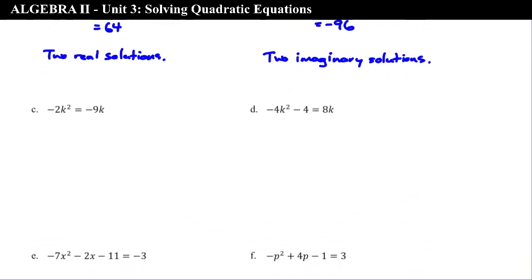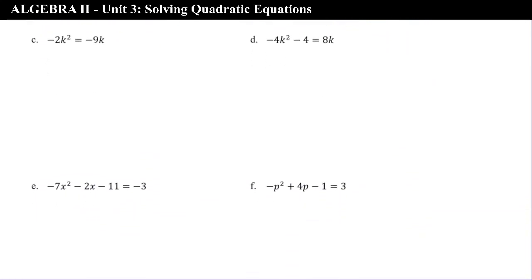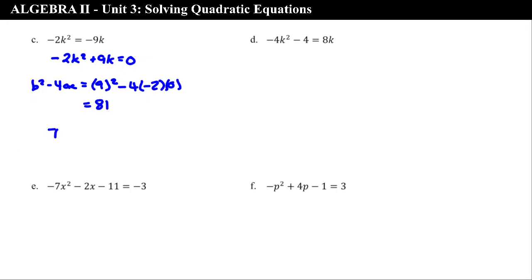On example C here, we have negative 2k squared equals negative 9k. We've got to move that 9k over to the other side. So we got negative 2k squared plus 9k equals 0. And we are going to put all of that into our discriminant. So we've got 9 squared, because 9 is b. A is negative 2, and again we find that c is 0 because there's no c term here. 9 squared is 81. So we find here that we have two real solutions.